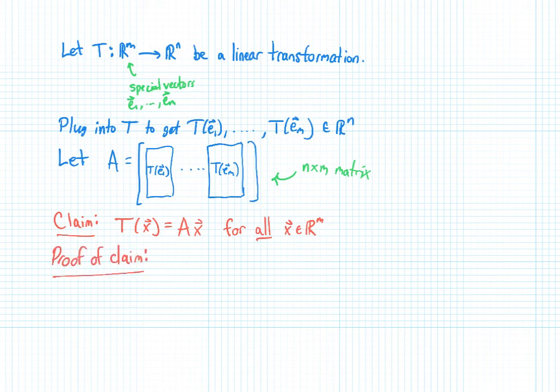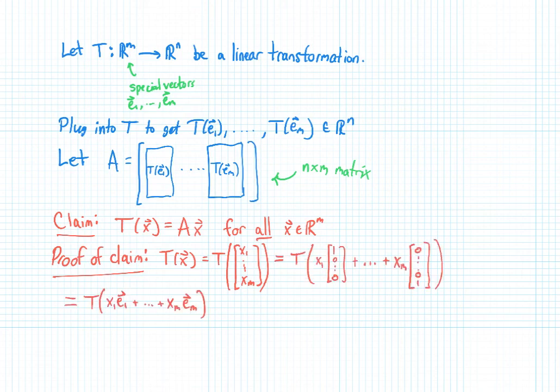So to prove the claim, we start by writing x out, and we observe that we can actually write out this vector x as a linear combination of these special vectors. And now we use the linearity to separate the terms and pull out the scalars. And now we observe that this expression, x1 times T of e1, and so on, that expression is exactly A times x in the column picture, where A times x is a linear combination of the columns of A. All right, so that completes the proof.